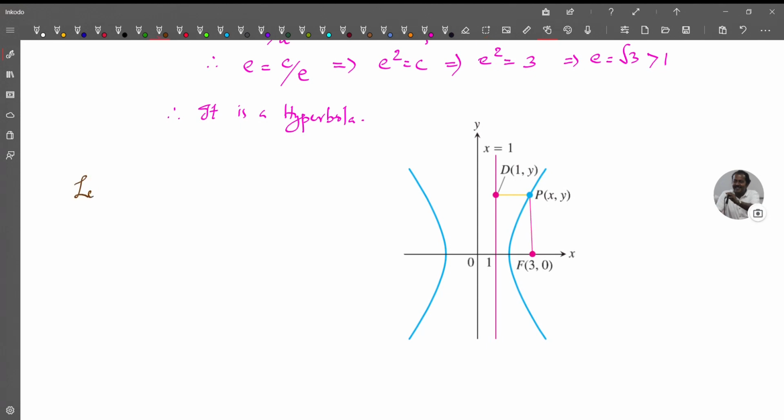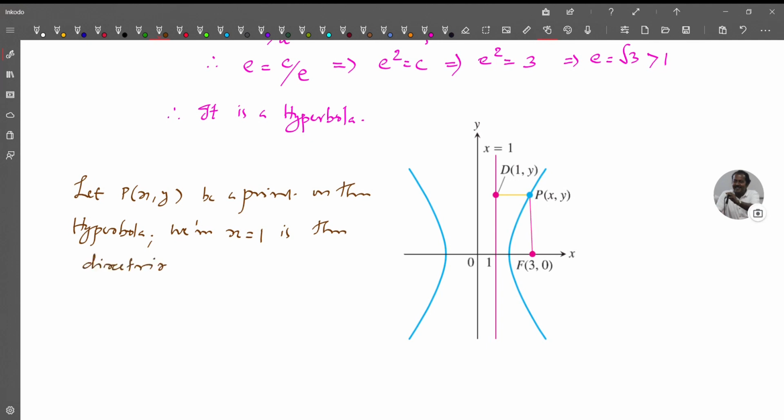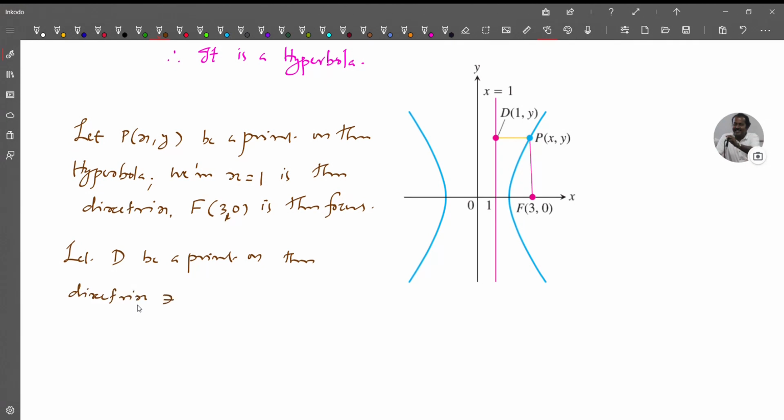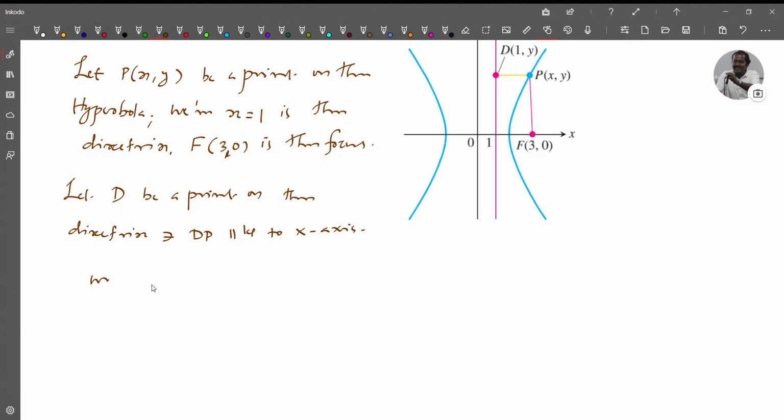So let P(x, y) be a point on the hyperbola. So we have x equal to 1 is the directrix and F(3, 0) is the focus. Let D be a point on the directrix such that DP is parallel to the x-axis. We have the focus-directrix equation: FP is equal to e into PD, or PF is equal to e PD.